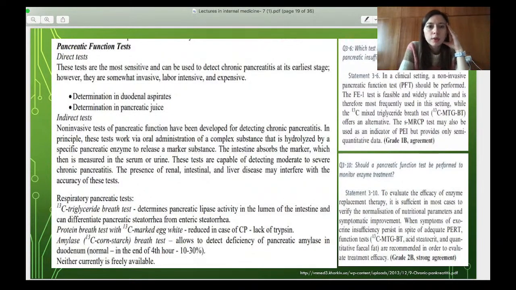And what about pancreatic function tests? Divided into direct tests and indirect tests. And direct tests: determination in duodenal aspirates and determination in pancreatic juice.